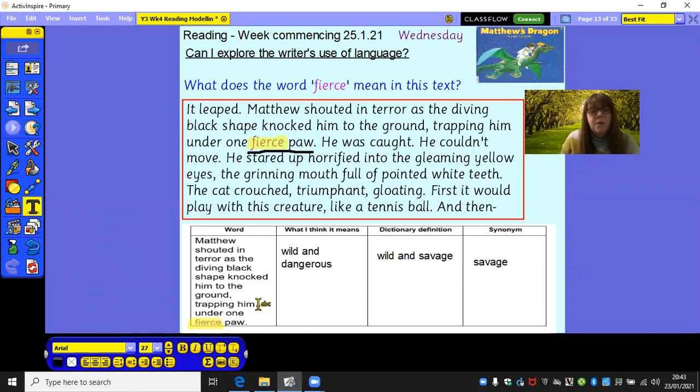So by looking at these words and looking at the sentence as a whole, the author chose the word fierce for a reason. They really wanted you to feel that the paw that Matthew's actually trapped under is not a nice animal. It's going to be a wild animal, a savage animal, with the paw trapping him underneath it, and he is not in a good place. That's why he shouted in terror.